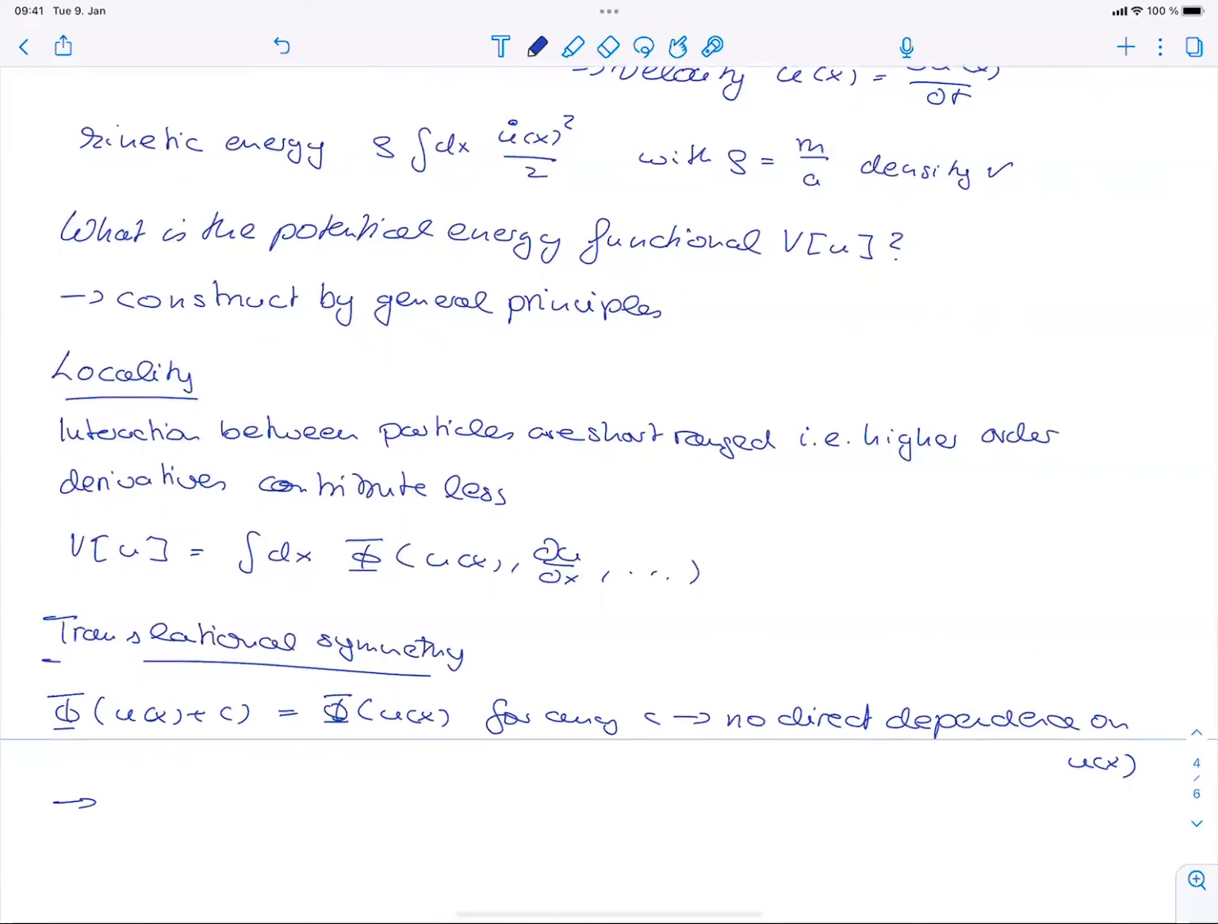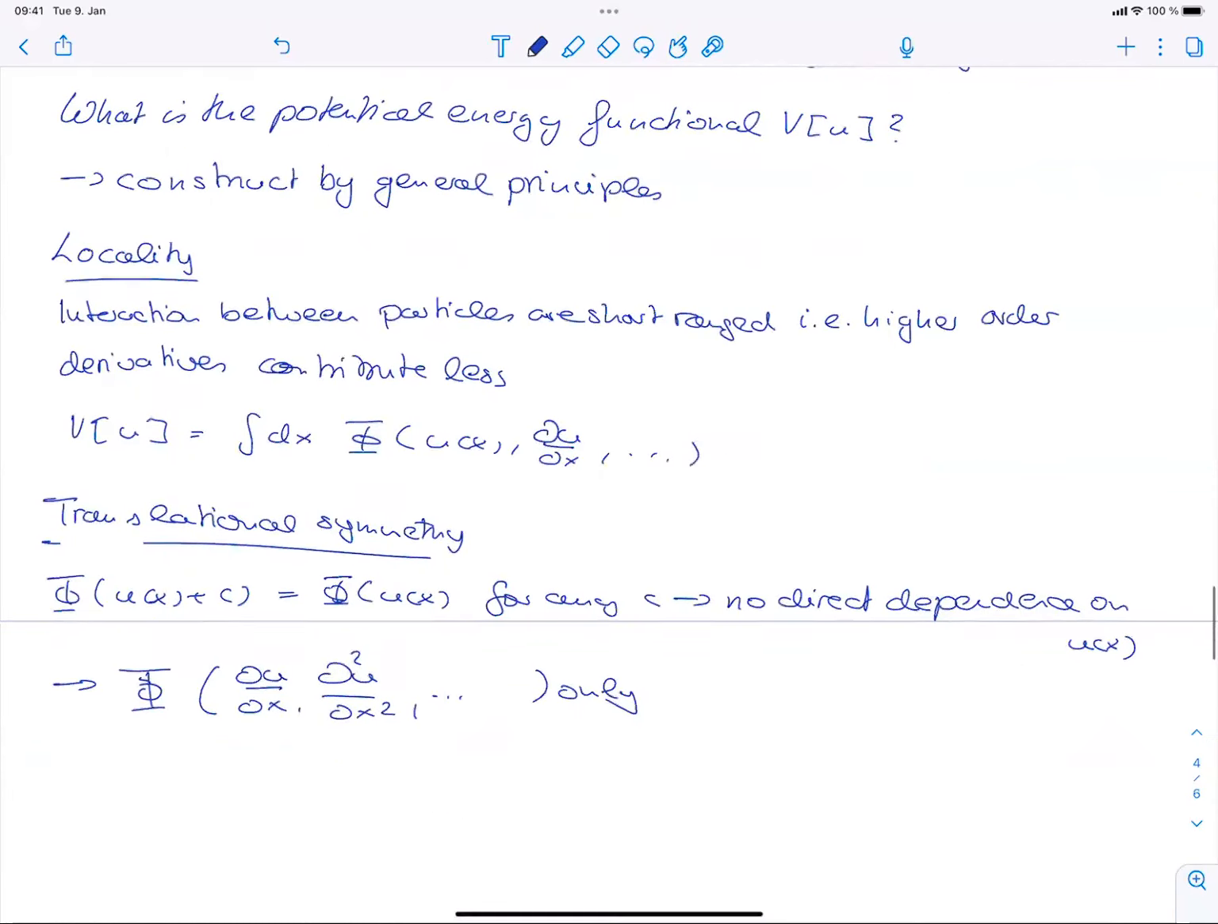And so now we change our assumption and say, okay, then our phi has to be a function of du/dx, (du/dx)^2, and so on, only. Then we put up another constraint, which is the stability.